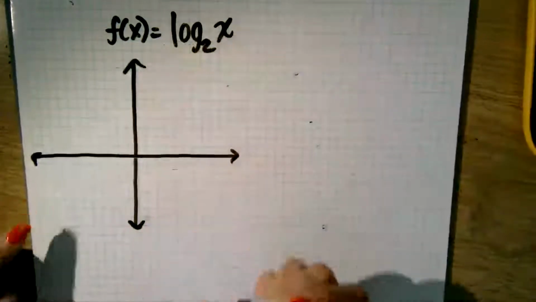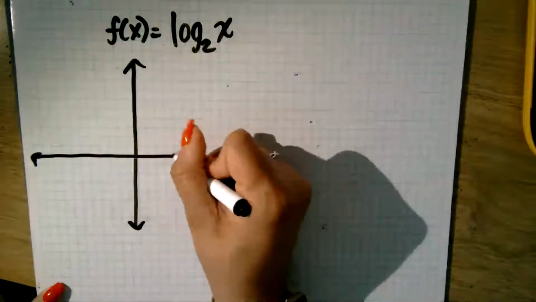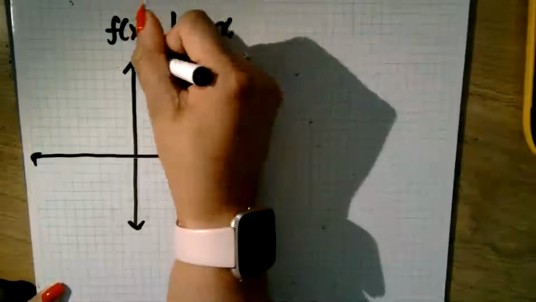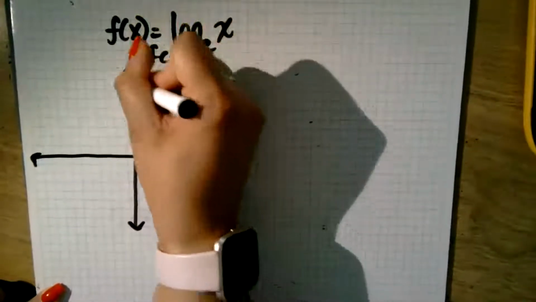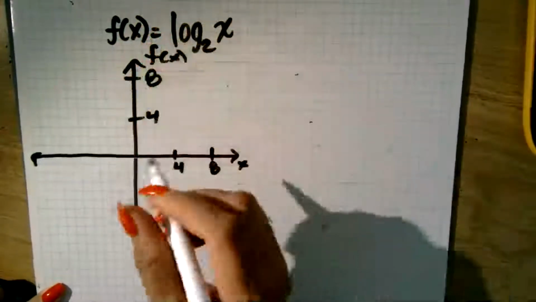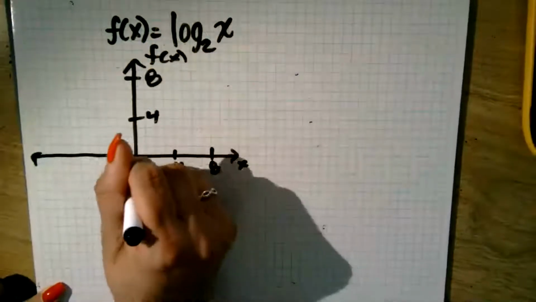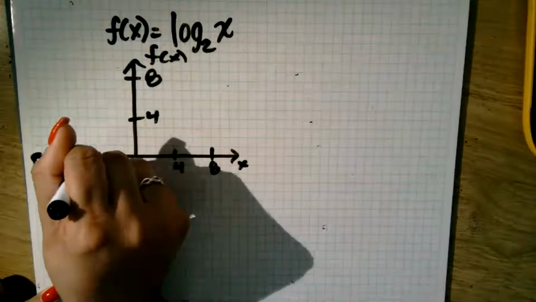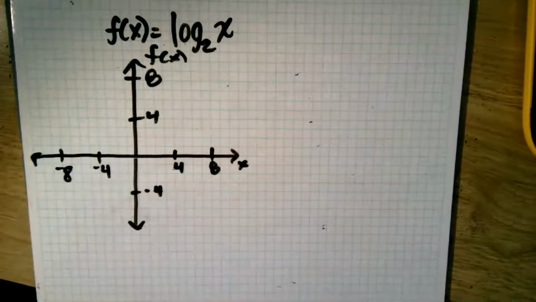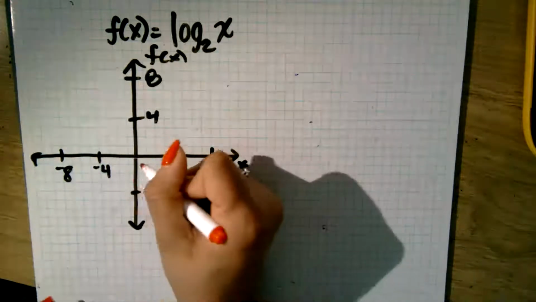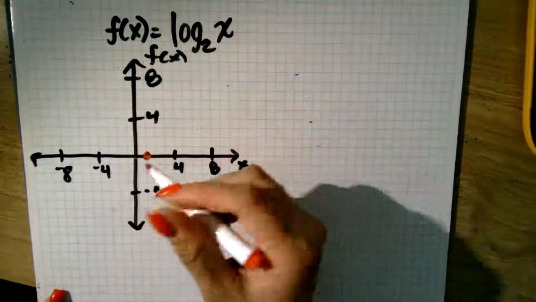Remember, it does have a vertical asymptote at x equals 0. I'll mark the axes, 1, 2, 3, 4, 5, 6, 7, 8, and negative 4 and negative 8. And my new anchor point for this one is not 0, 1, but 1, 0, right?